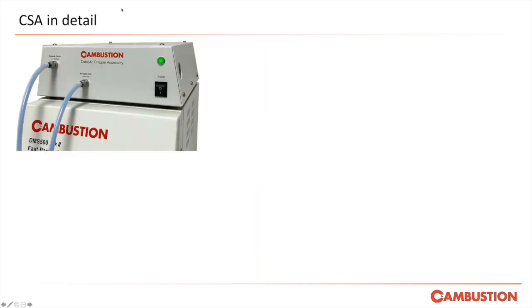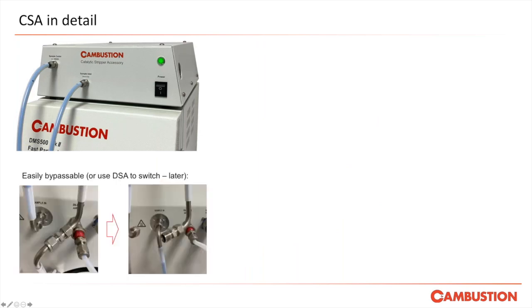So the CSA in detail, there it is, a slightly bigger box sitting on top of the DMS. If you want to bypass it, you simply change the plumbing. You simply change the pipe. So normally it's plumbed in here. If you don't want to use the CSA, then you disconnect it and just put it straight in the front as you always would do with the DMS.